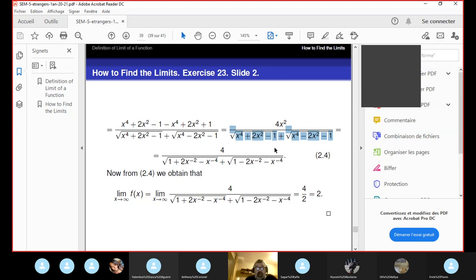So if I want now to find the limit of my initial function, then from formula 2.4 I can say that it will be 4 over 2, because the limit of the denominator will be 2. Agree? Yes, I agree. Very good. So our answer is 2, our limit.